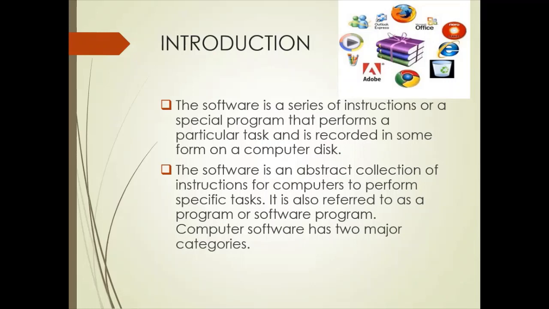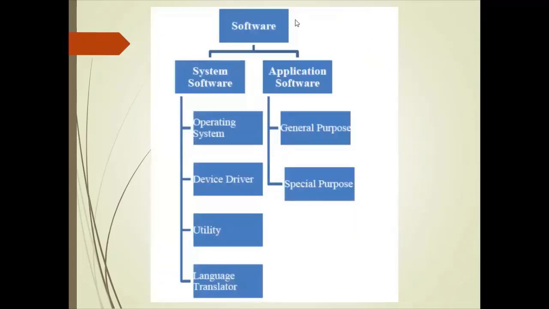Computer software has two major categories, right? One is system software, another one is application software. Now, under system software comes another four things, which is operating system, device driver, utility, language translator. Under application software comes another two things, right? General software, general purpose and special purpose. So under the software topic, we will be discussing all these things. You should know under software comes these two things, under system software comes these four things, and under application software comes general and special purpose software.